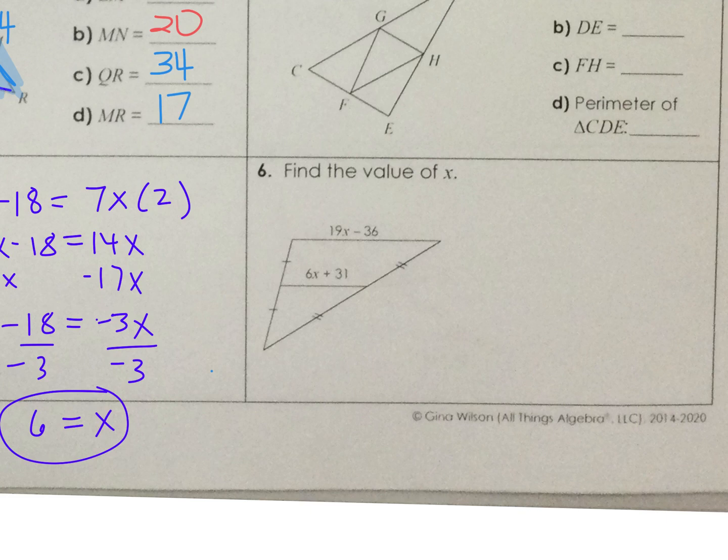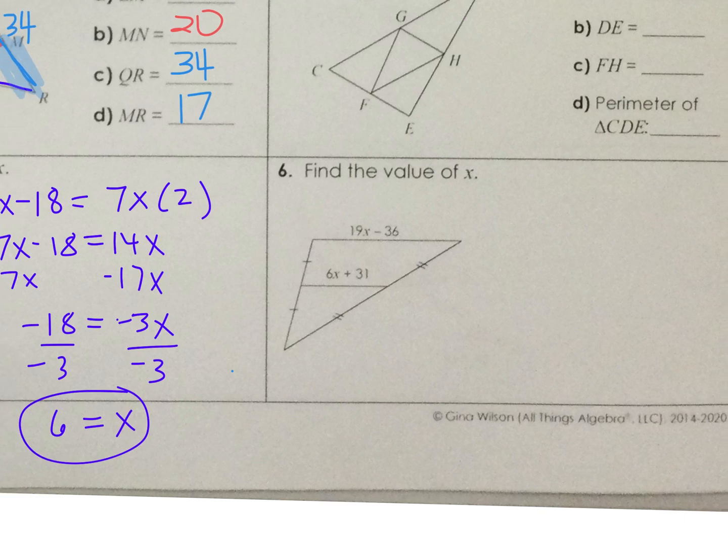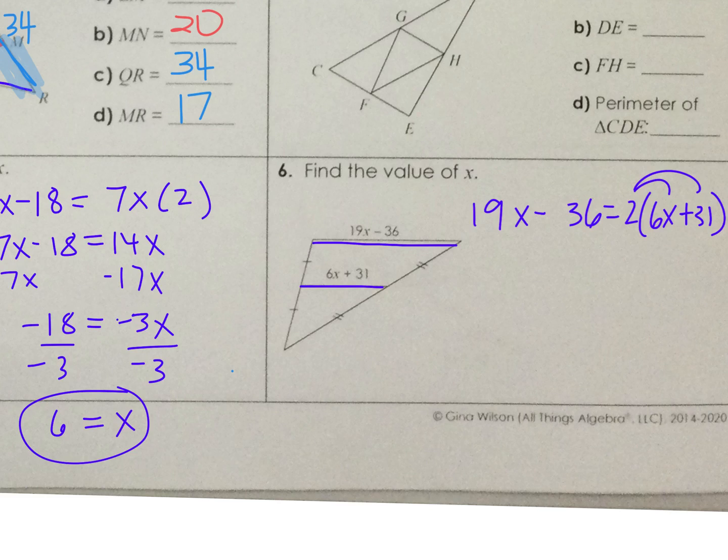All right, and number 6, you can do it the same way. Write down your long side, and then write down your short side and multiply it by 2. Just to help you out a tad, I don't know where that 136 came from. Let's just make it 36 equals 2 times 6x plus 31. And we're going to have to distribute. All right, see if you can solve that one by yourself. When you're done, flip it over to the next page.